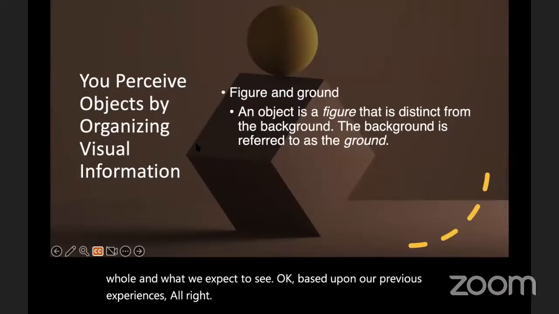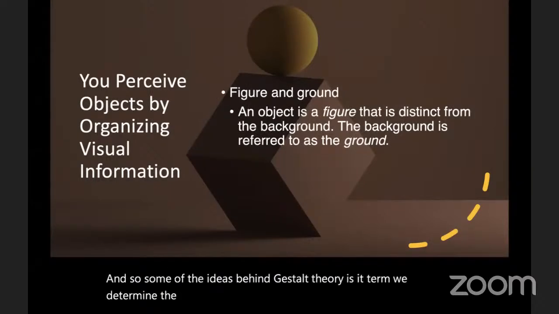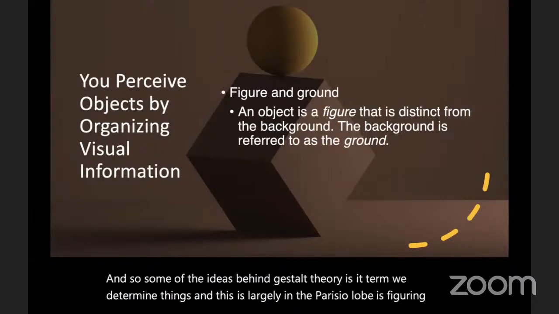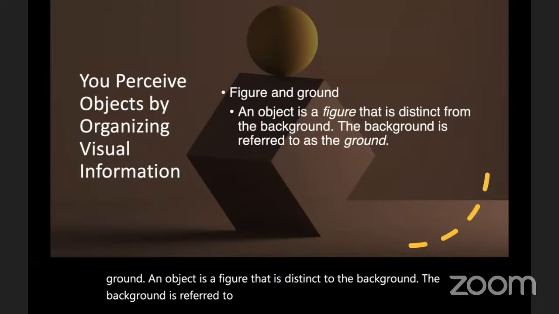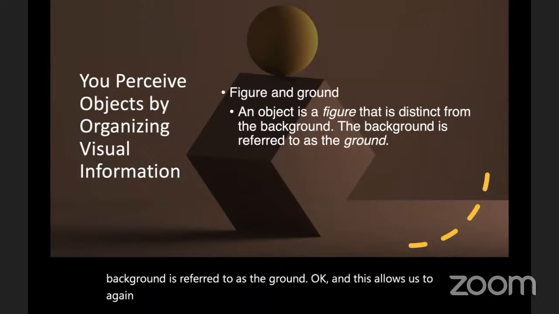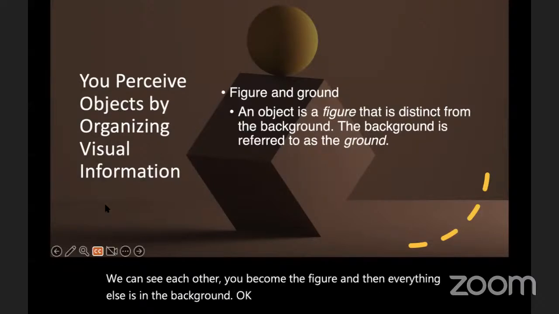And so some of the ideas behind Gestalt theory is a term, we determine things, and this is largely in the peripheral lobe, is figure and ground. An object is a figure that is distinct to the background. The background is referred to as the ground, okay? And this allows us to, again, process depth, all right? Because we can see each other, you become the figure, and then everything else is in the background, okay?